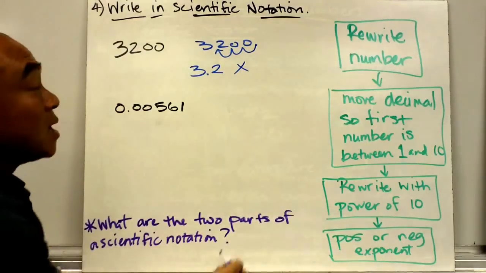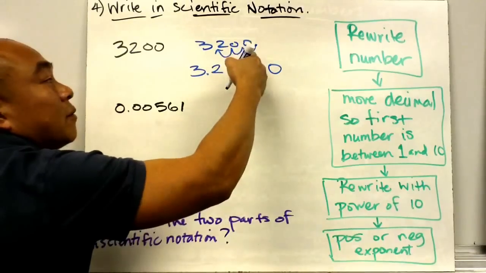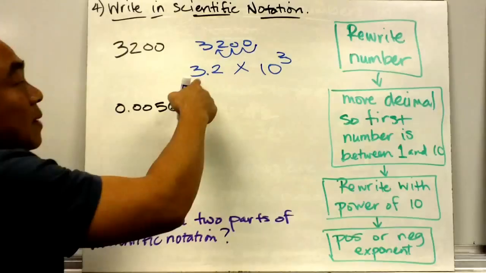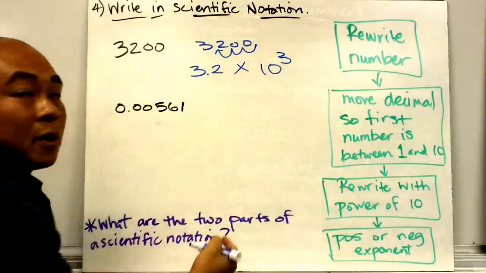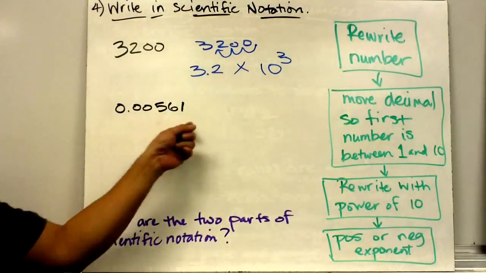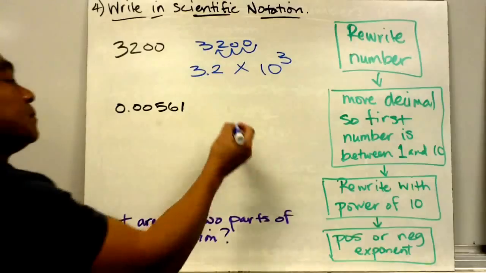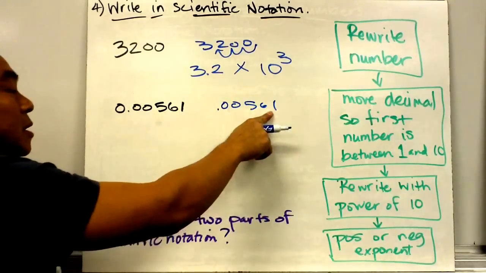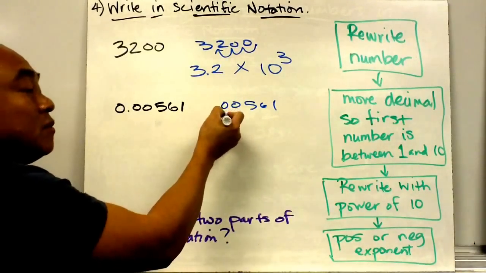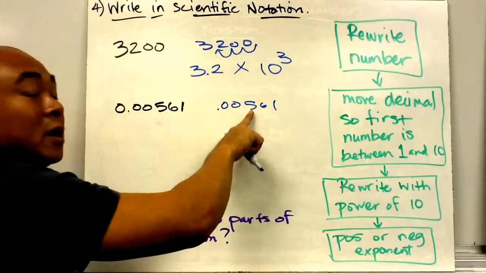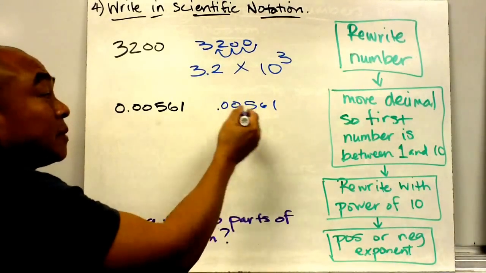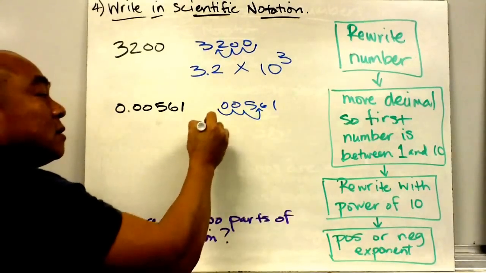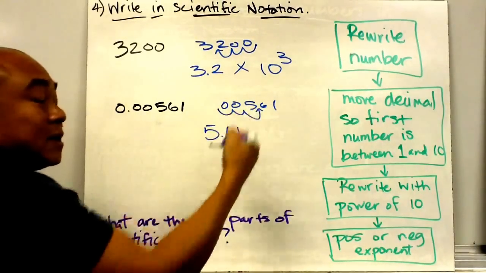We're going to write it as a power of 10 times 10, and that 3 that we moved, so my answer is 3.2 times 10 to the third power. Okay. Now, what happens if we have a very small number? Well, let's rewrite it. So I have this number right here, and now I'm going to move the decimal to the first number that's between 1 and 10. So our first number between 1 and 10 is going to be 5. 1, 2, 3. So I'm going to rewrite this as 5.61, because that's where I moved that decimal.